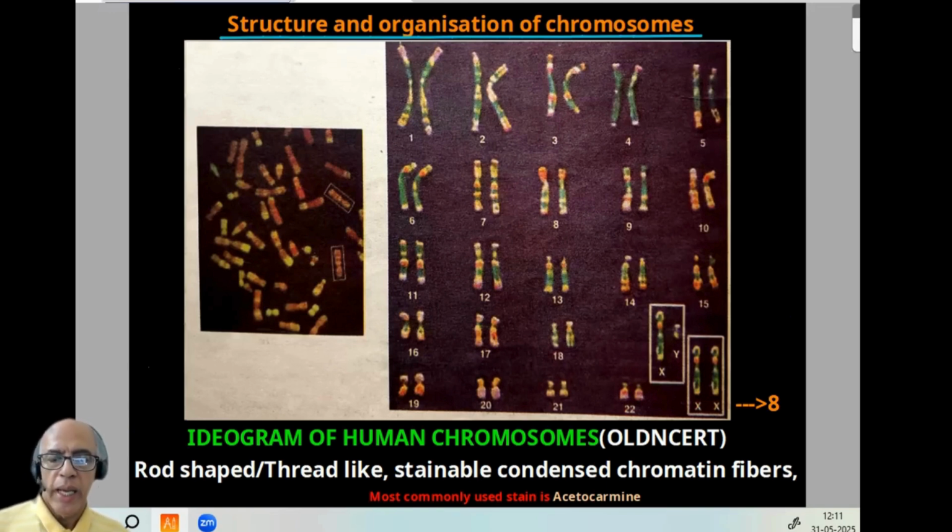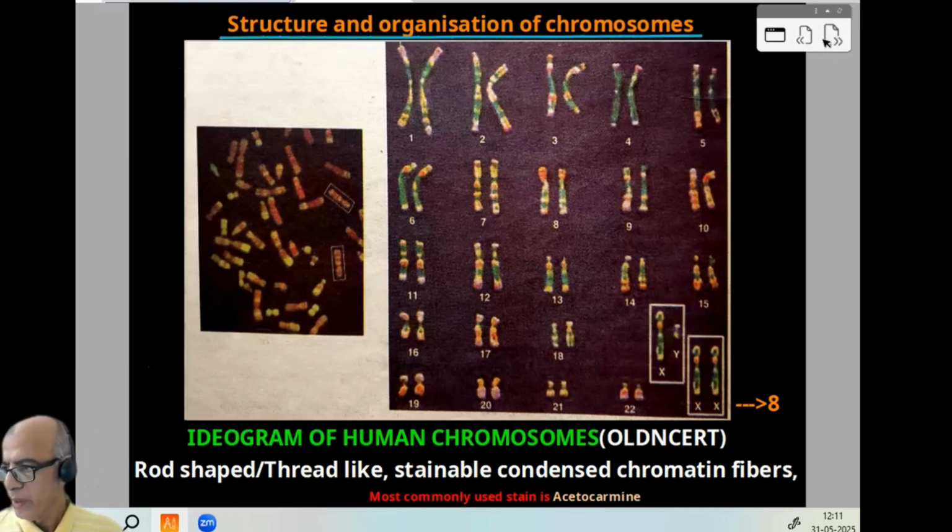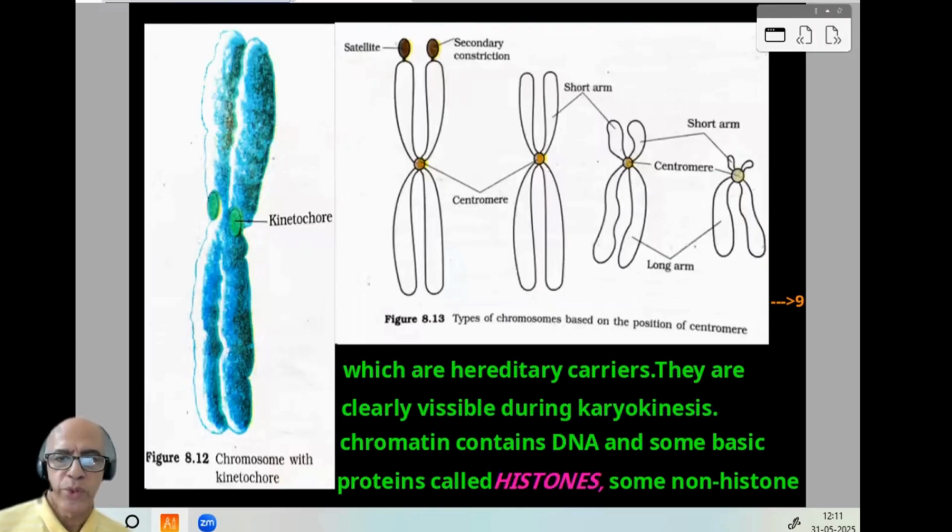Different stains can be used. Presently, for common use, the most commonly used stain is acetocarmine. Now, photographs of chromosomes, then different types of chromosomes, in NCERT.